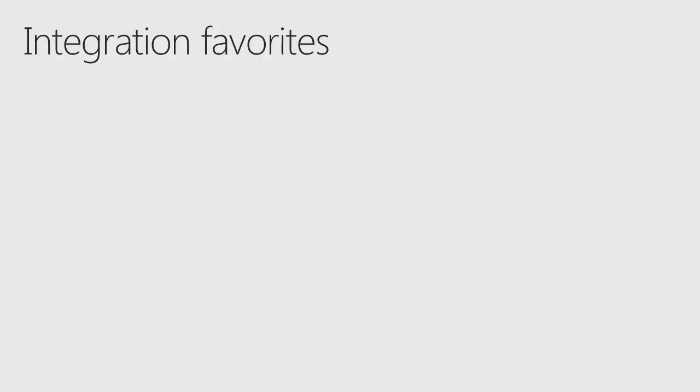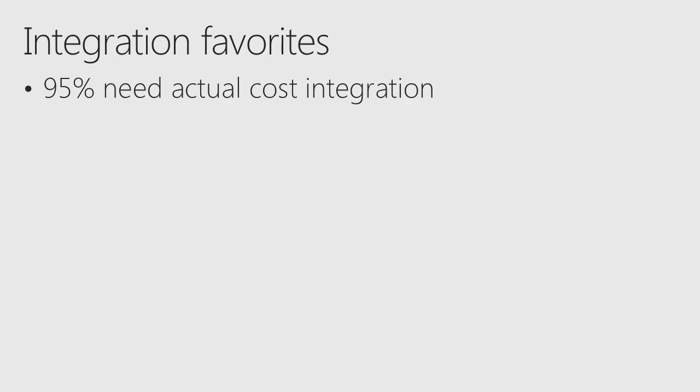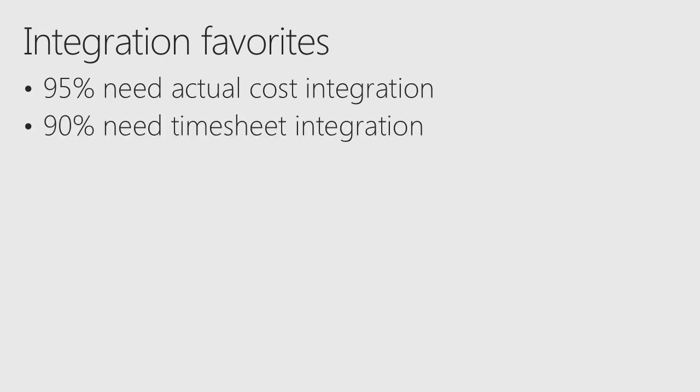What is needed? Integration favorites that we see, if we look through our customer base: 95% need actual cost integration. I'm planning as a project manager, I do my very best to run my schedule. I want to be sure that the schedule fits, but I need to see where I am based on the actual cost. Very easy, but actual cost is not something I can really touch. I'm really dependent on an external system. I want to see it in my schedule or in a report or whatever it takes, but I need this information back. 90% need timesheet integration, which is obvious. Think about where the money comes from that is being spent in the actual cost.